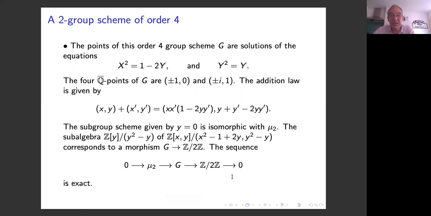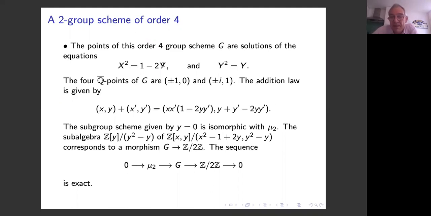Here's another example. You see a group scheme, it's just equations for the points. In this case, there are two coordinates, x and y. These are the equations, and if you solve them, then you see that over a field you have 4 points. This says that y is 0 or 1, and if you substitute that here, you find what x is. There are 4 points, and you can check that this fancy formula here gives an addition law.